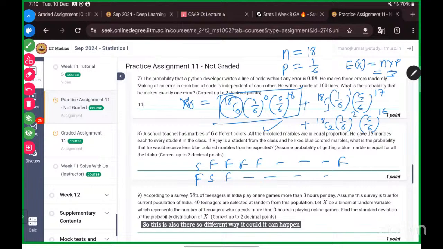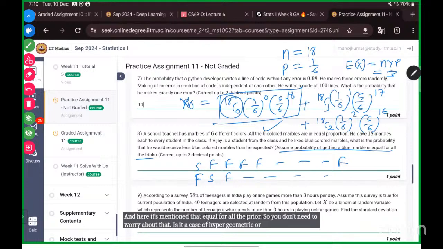Since all the trials are independent, because all the marbles are in equal proportion. And here it's mentioned that it is equal for all the trials, so you don't need to worry about that. Is it a case of hypergeometric or no?